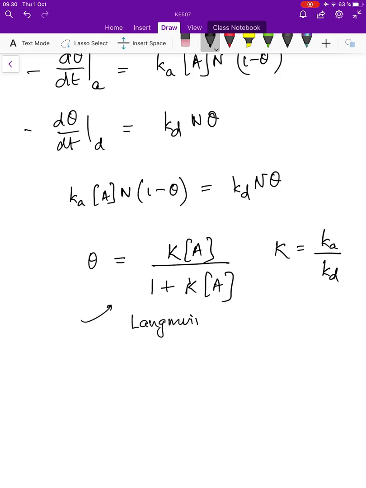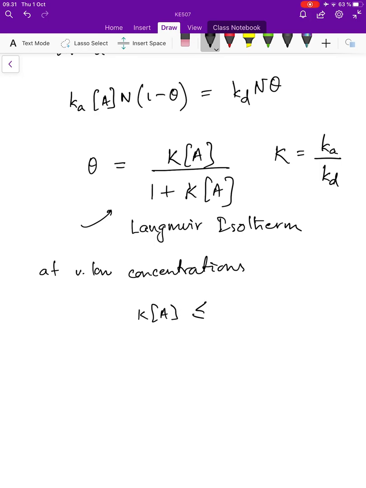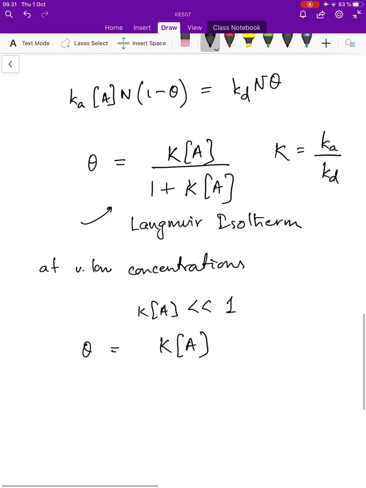This is called the Langmuir isotherm. Let us look at what happens when the concentration of A is very small. So at very low concentrations, K multiplied by the concentration of A is much smaller than unity. Therefore, theta becomes equal to K multiplied by the concentration of A. So at low concentration, we are in the linear regime.